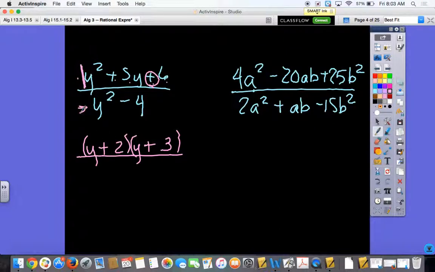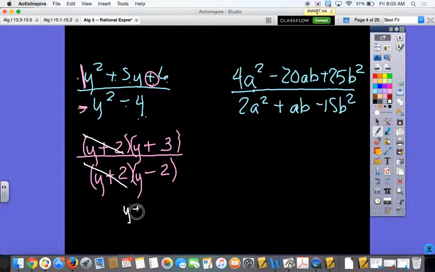Now look in the bottom. Is there anything common? No. It's a binomial, it's subtraction, and you can do the square root of both of those. So that would be the difference of 2 squares. Square root of the fronts is y, square root of 4 is 2, and the signs are always different. Now's the fun part. Once you get it factored, it's time to reduce. Find your match. It's just like playing the matching game when you're a kid. You got to have 1 up top and 1 in the bottom. You are stuck with y plus 3 over y minus 2.